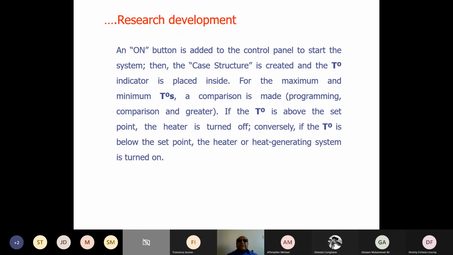Then the case structures are created and the temperature indicator is placed inside. For the maximum and minimum temperatures, comparison schematic programming is graded. If the temperature is above the set point, the heater is turned off. Conversely, if the temperature is below the set point, the heater or heat generation system is turned on.